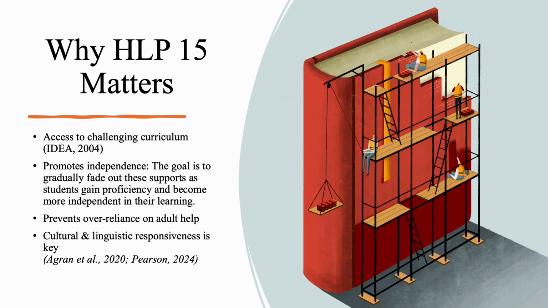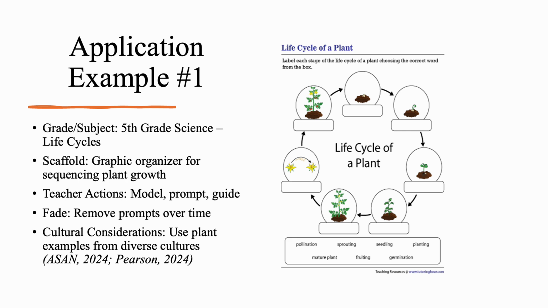And we can't forget about cultural and linguistic responsiveness. Dr. Jamie Pearson's work reminds us that Black autistic students and multilingual learners need scaffolds that respect their voices and backgrounds. That might mean incorporating a bilingual glossary or even using examples that reflect their cultural experiences. Scaffolding isn't one size fits all. Just like buildings have different shapes, students need different kinds of supports.